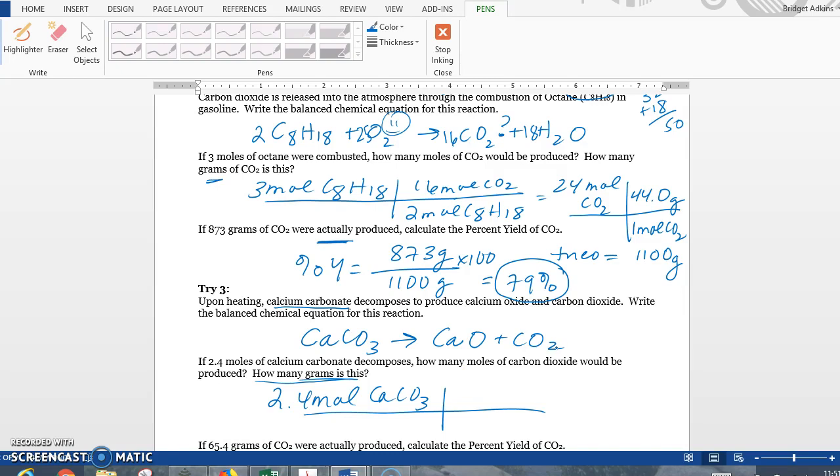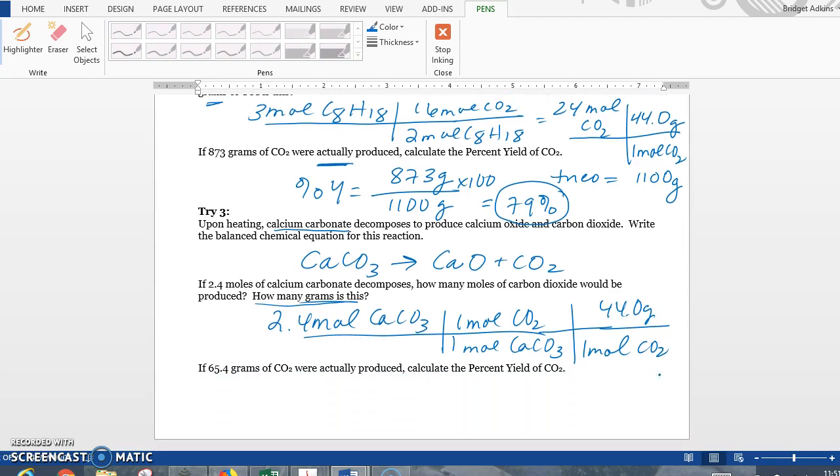So it looks like this is balanced. O's, we have 3. Carbons, we have 1. Yeah, everything's balanced. So for every 1 mole of CaCO3, I'm going to produce 1 mole of CO2. So that intermediate answer there would be 2.4. And then go ahead and get that into grams. We've got 44 grams in a mole. So that means we get 110 grams of CO2.